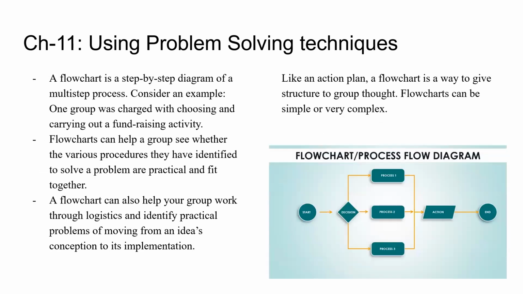Flow chart. I've got a diagram here that shows you what it is. It's a step-by-step diagram of a multi-step process. So a flow chart might be like instructions for assembling IKEA furniture. Usually it sucks, but it's a flow chart, right? So consider an example: one group is charged with choosing and carrying out a fundraising activity, right? So we make a flow chart for that. What are all the things that we should do step by step in order to make this succeed, like a bake sale?